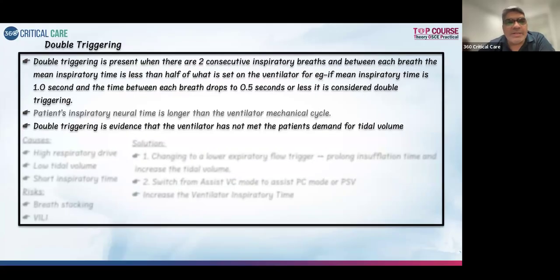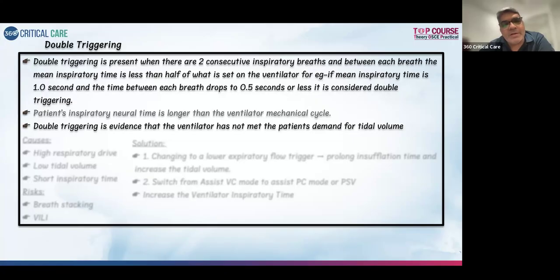So double triggering is a phenomenon where two consecutive inspiratory breaths happen, and between each breath, the mean inspiratory time is less than half of the ventilator set time. For example, if you have put an inspiratory time of 1 second, and you have two breaths coming within less than 1 second, like 0.5 seconds, 0.6 seconds, that means double triggering is happening.